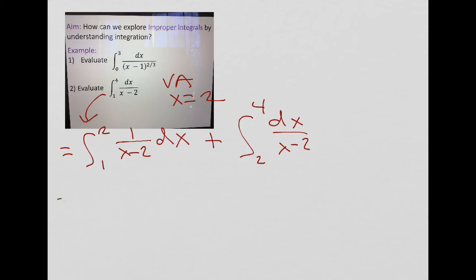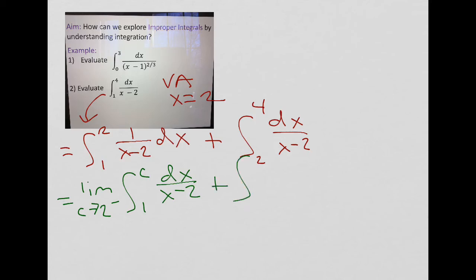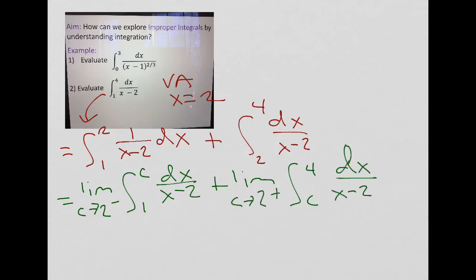So now we're going to continue to write our limits. So this is going to be from 1 to c, as c approaches 2 from the left. And we're going to have, I forgot my limit. Here we go. The limit from c to 4, same expression, dx over x minus 2, as c approaches 2 from the right.